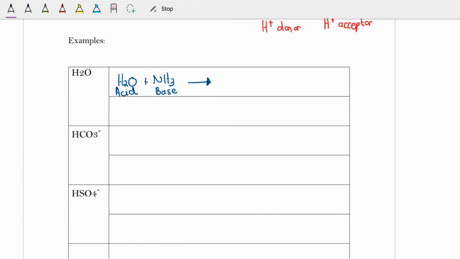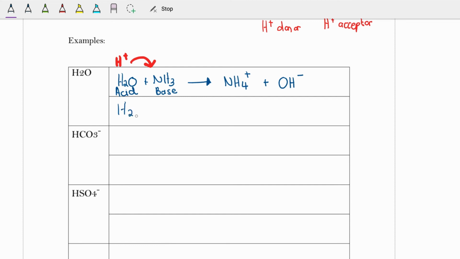According to the Bronsted-Lowry theory, your acid is going to donate a proton and your base is going to accept a proton. So what will happen is you will have ammonium forming, plus a hydroxide ion. Because you can see one hydrogen has been given away here, so what's remaining? OH minus. And a hydrogen ion has been taken up, so you have NH4 plus.